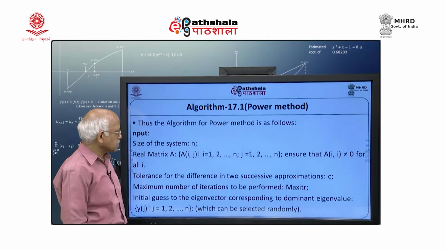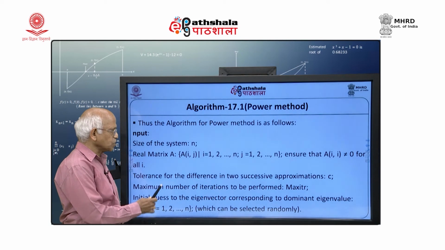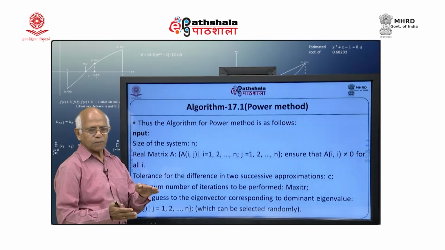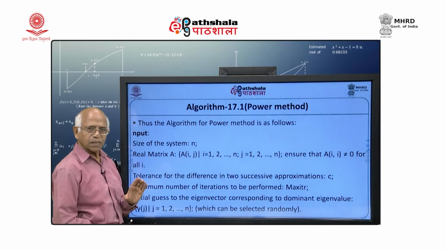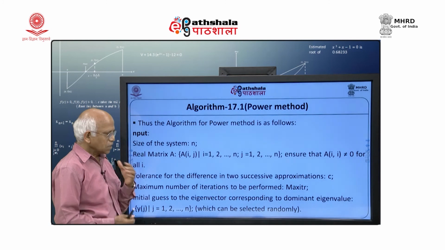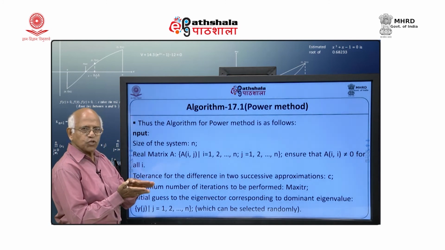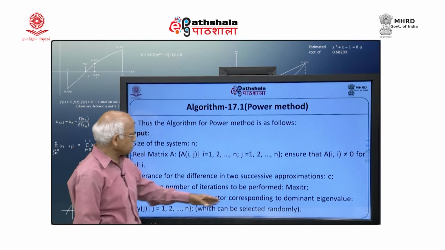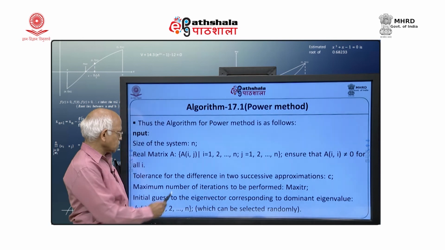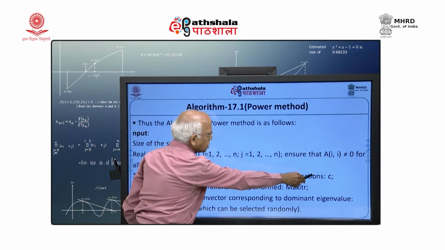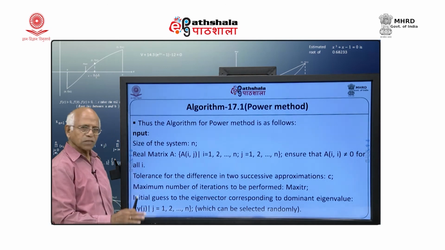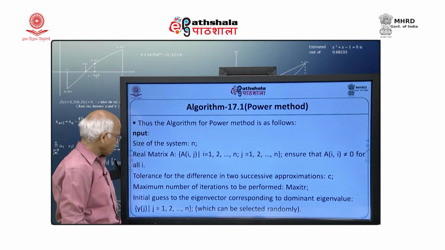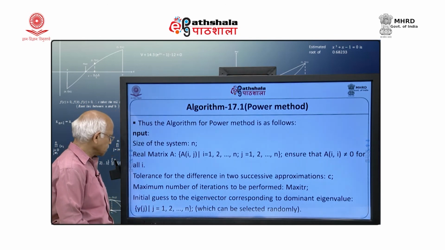Tolerance for the difference in the two successive approximations we are considering. Whenever you have any iterative algorithm, you ought to have some convergence criteria. For that, if two successive approximations are close enough to each other, then we stop the algorithm, and that closeness is determined by the difference between the successive approximations. If it is less than c, we terminate the algorithm. That tolerance limit we normally write as small c or small epsilon.